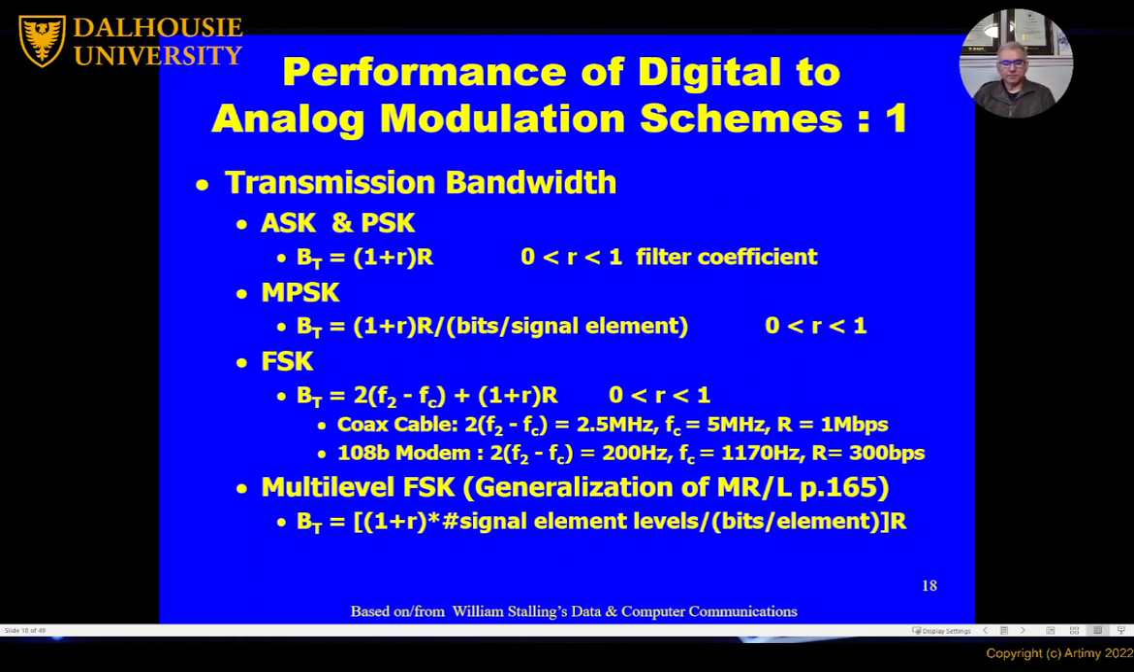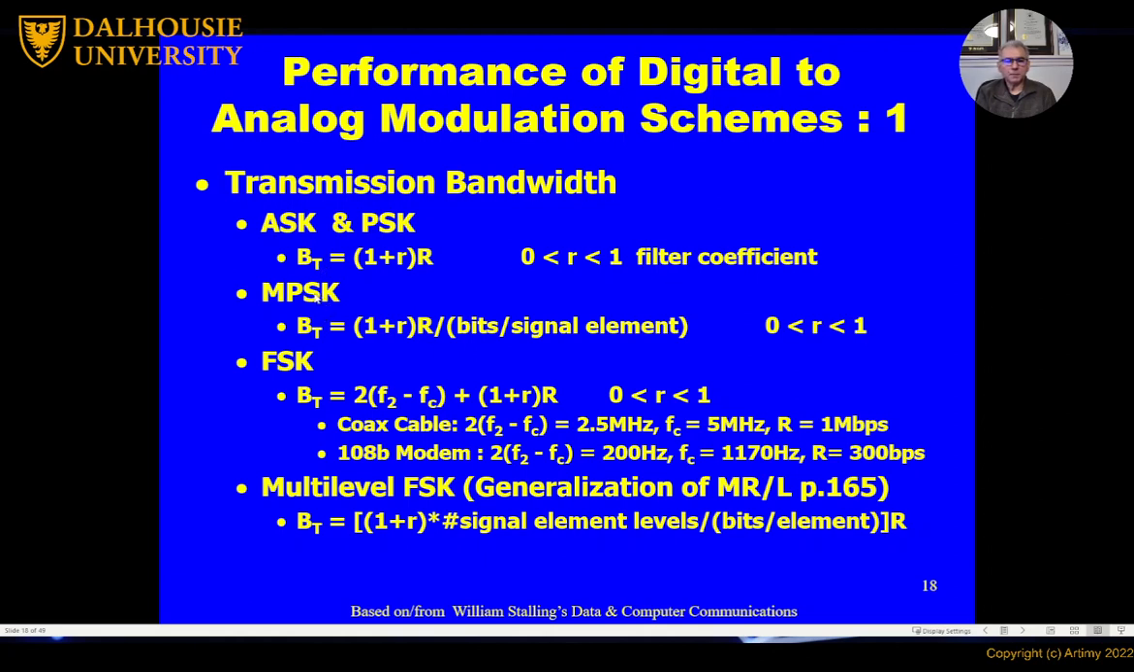For the multiple phase shift keying, you can see here that the bandwidth is actually smaller than the top two. Why? Because we are taking the first part, which is 1 plus r multiplied by capital R, the same as the previous one, but dividing it by the number of bits per signal element. So if the number of bits is 2, right, then the bandwidth for the MPSK is half of the bandwidth of the ASK and the PSK.